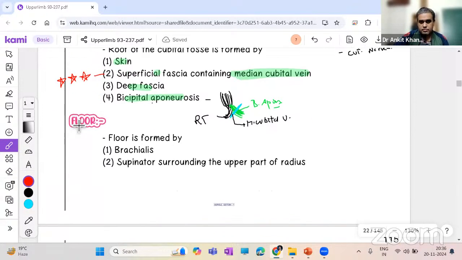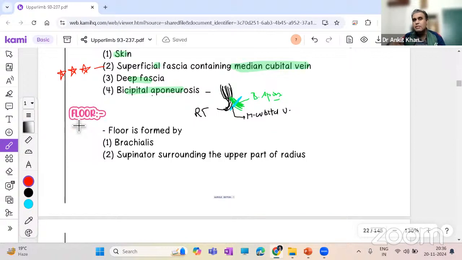And let's see the floor. In the floor, there are a couple of deeper muscles. You can see the muscles over here, brachialis as well as supinator. Supinator, where will you study? In the extensor compartment of the forearm. And brachialis we have already seen in the anterior compartment of the arm. If you remember, out of brachialis and biceps, which muscle was the deeper muscle? It was brachialis, because it is closer to the bone.